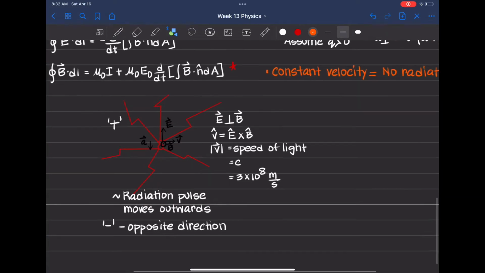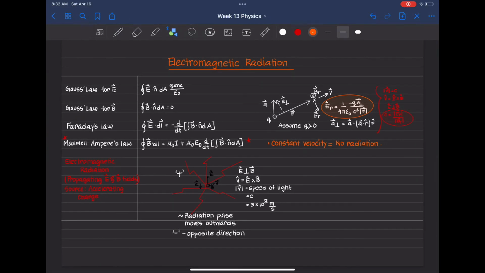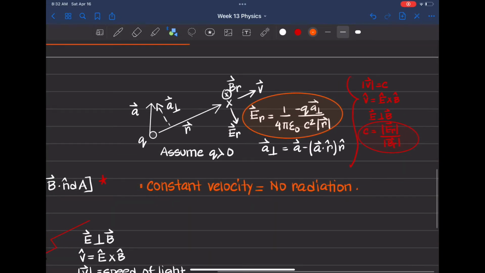So we talked about this example here where we saw that the radiation pulse was moving outwards for a positive charged particle, and also for a negative charge it was moving outwards for both of them, but for a negative charge we saw the opposite of what was happening in the positive charge. We saw that the electric field was perpendicular to the magnetic field, and in this example we saw how the speed of light was actually basically the proportion of the electric field and the magnetic field.